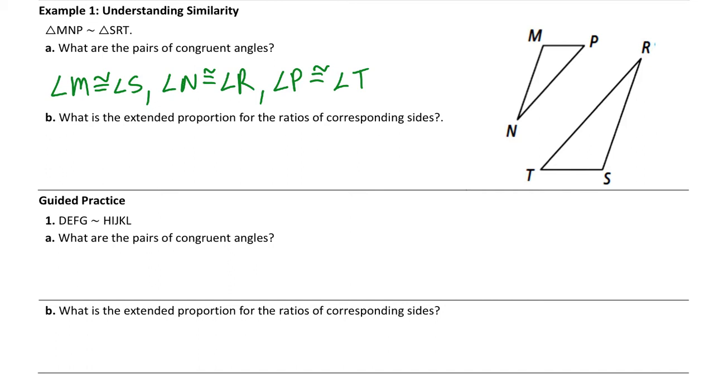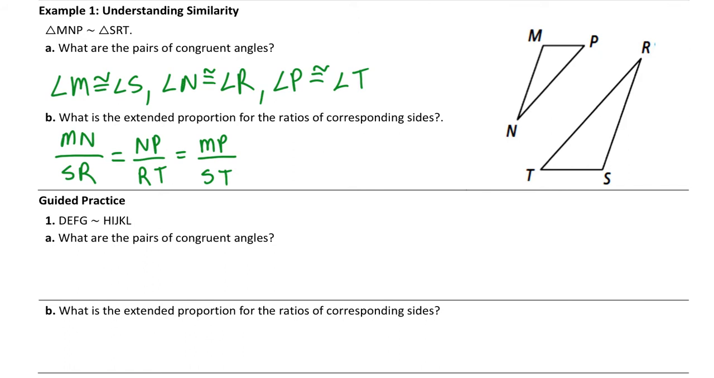The extended proportion for corresponding sides, this part you're going to have to be a little bit more intentional with how you write things. The ratio of MN to SR, those are corresponding sides. Their ratio has to be equivalent to the ratio of NP to RT, okay? Because those are corresponding sides, same proportion. Also, MP over ST. So that is the extended proportion for the ratios of the corresponding sides.